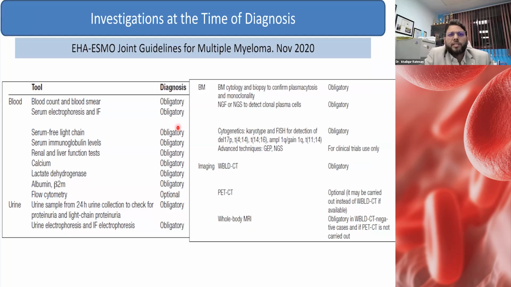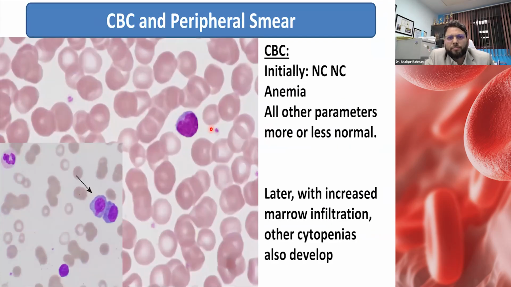So, EHA-ESMO joint guidelines for multiple myeloma: what are the investigations that are obligatory and what are the optional? We can have this in the form of tabulation. Flow cytometry as a part of diagnosis is optional, but it's a very good, potent tool for MRD estimation in patients who are on treatment or those who want to undergo stem cell transplantation. Rest all, like blood smear examination, serum free light chain assay, SPEP, calcium, LDH, etc., are almost obligatory in each of the patients at the time of diagnosis.